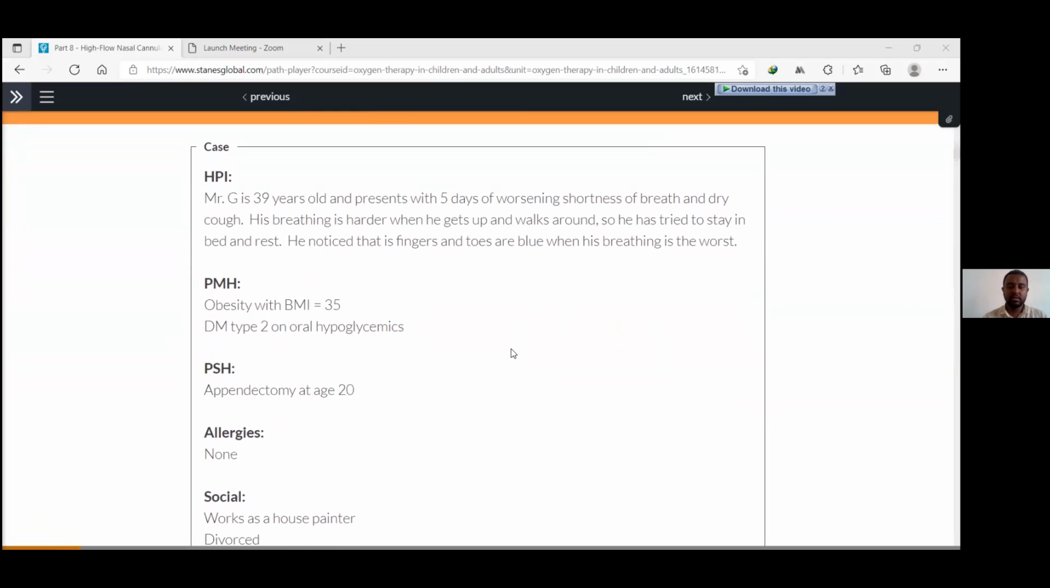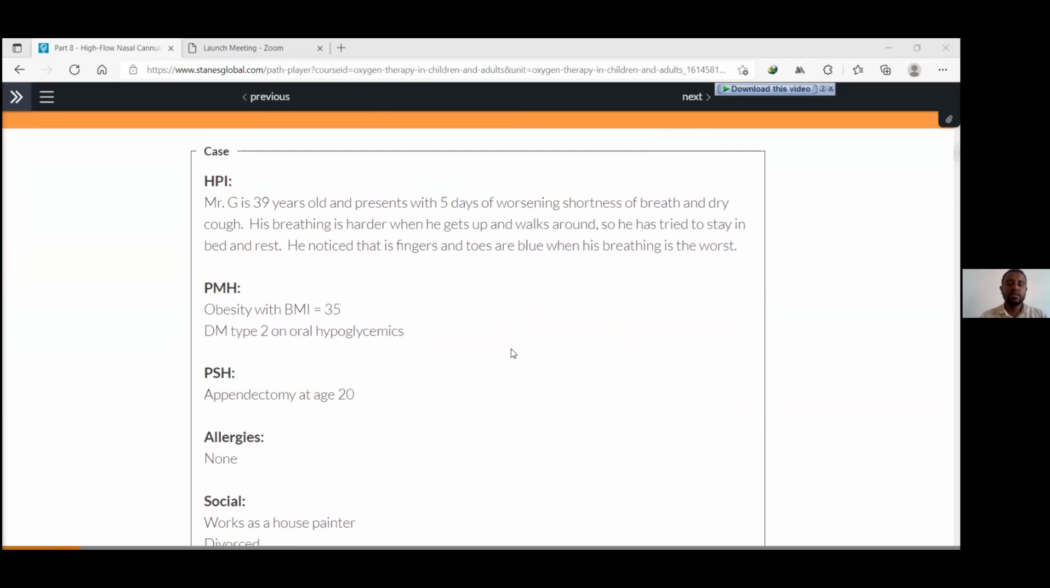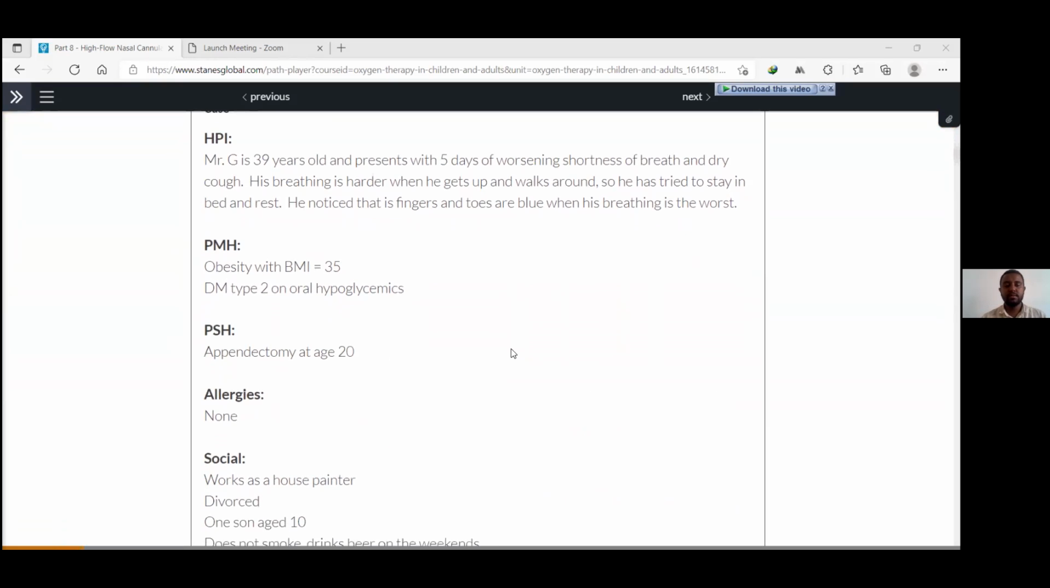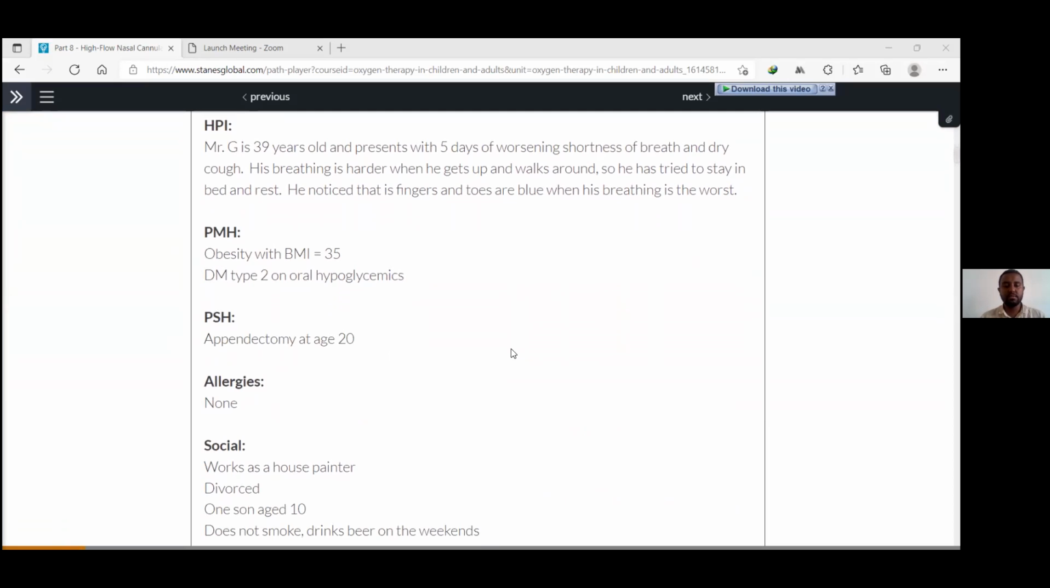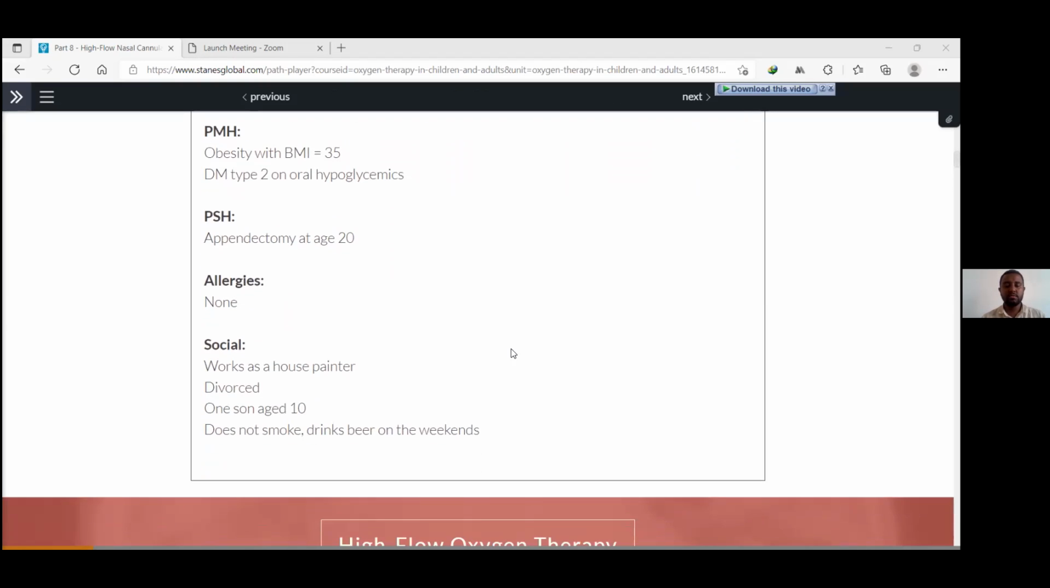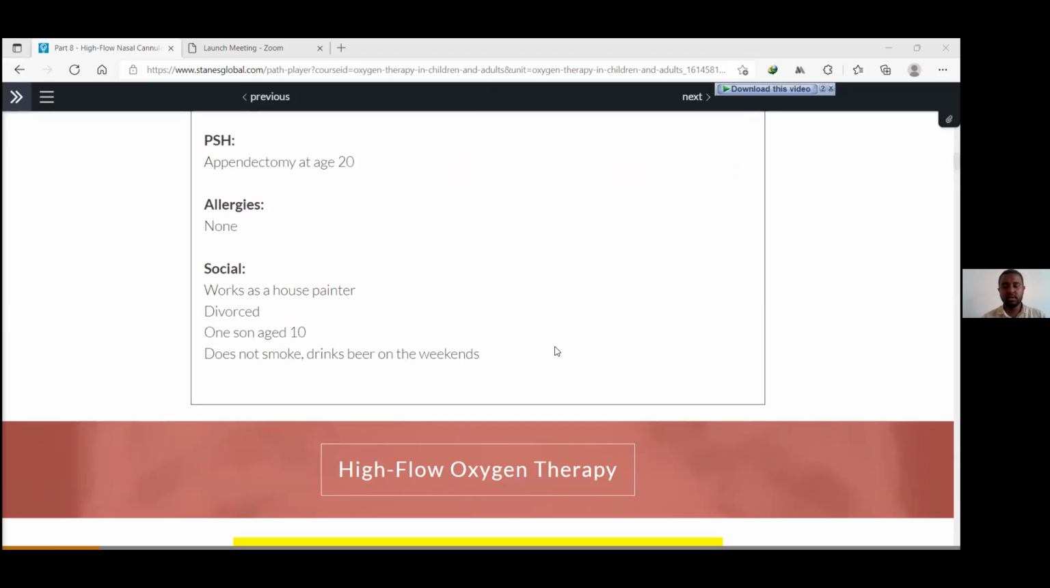So I will start by reading our case for today. Mr. G, a 39 years old, presents with 5 days of worsening shortness of breath and dry cough. His breathing is harder when he gets up and walks around, so he has tried to stay in bed and rest. And he noticed that his fingers and toes are blue when his breathing is the worst. Past medical history includes obesity, BMI of 35, and type 2 diabetes treated with oral hypoglycemic agents, and past surgical history includes appendectomy at age 20. He has no history of allergies, and he works as a house painter, is divorced, has one son, aged 10, and he does not smoke and drinks beer on the weekends. This is the case for today.